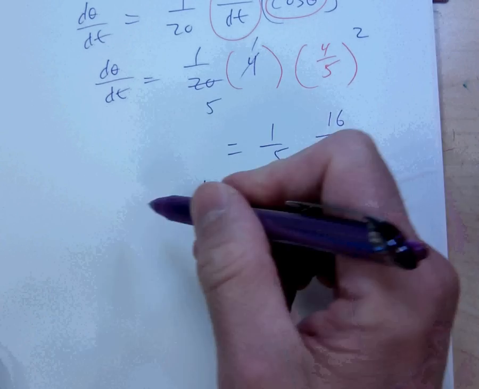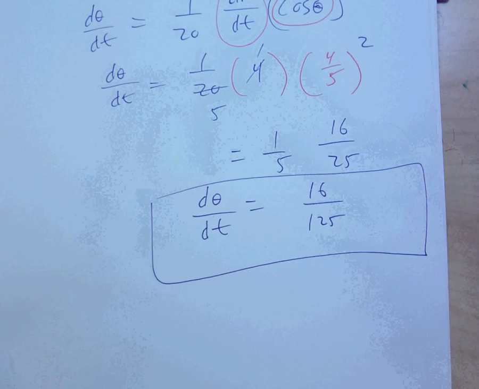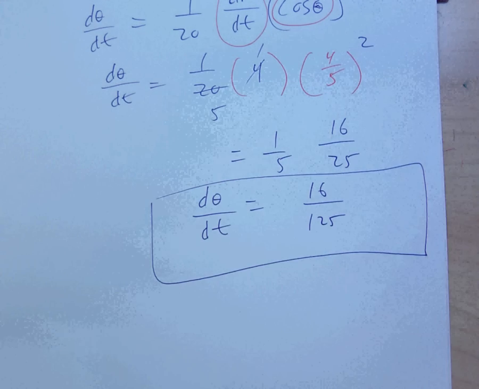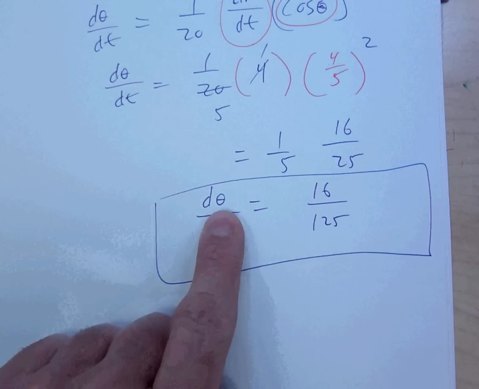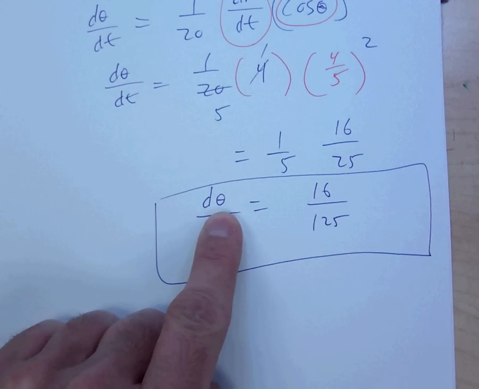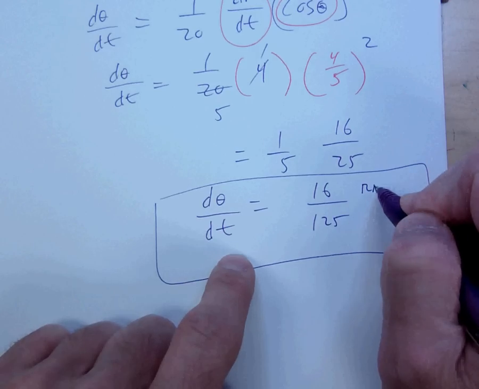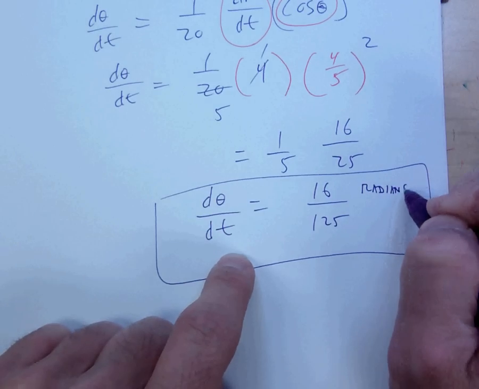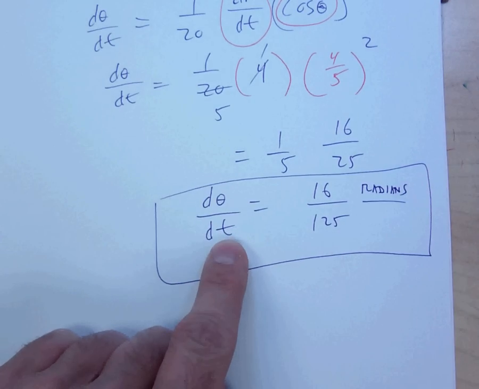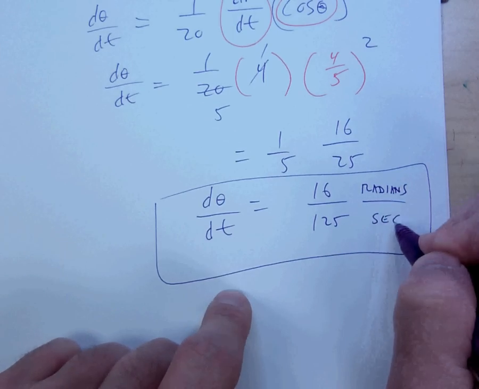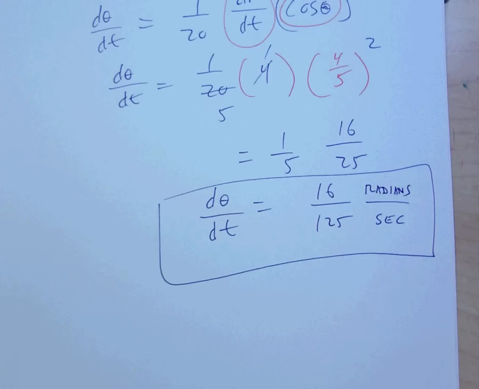And by the way, what are my units on my answer, guys? Well, on top, it should be the units of theta. When you guys are doing right triangle trig, the angle will always be in radians. So the units on theta are just radians. And then what are the units on time in this problem? Seconds. Okay, so again, there it is.